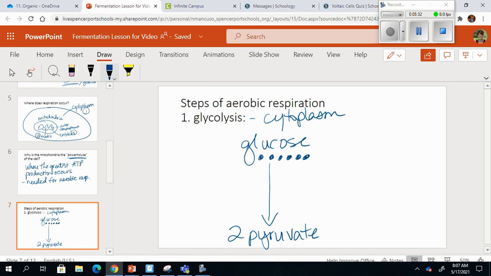So there's the 6 carbons in glucose. And if I break it into 2, each one of these has 3 carbons. So I haven't made any carbon dioxide yet. I have not done the major process of breaking my glucose apart.